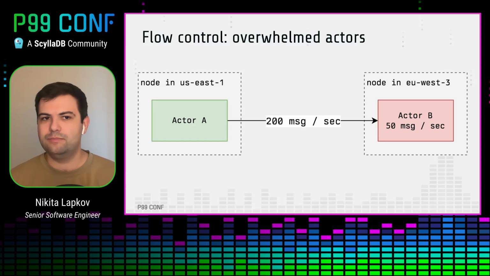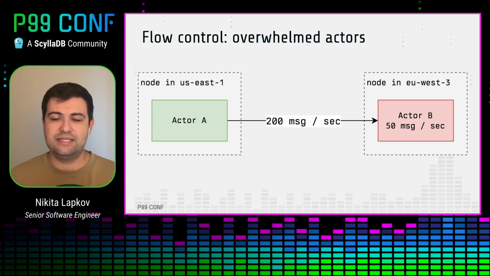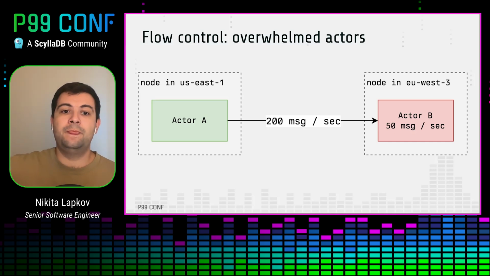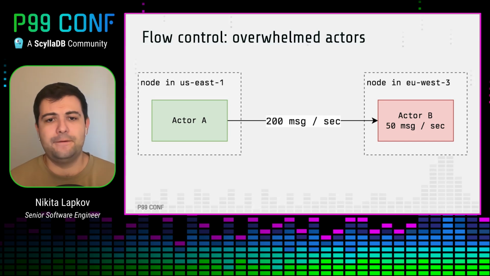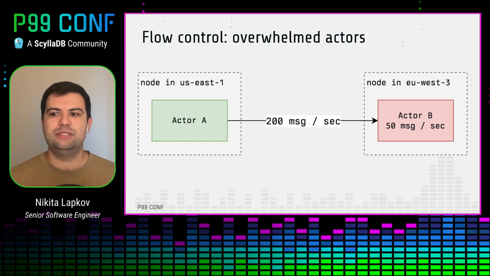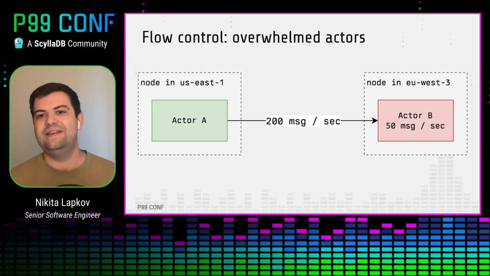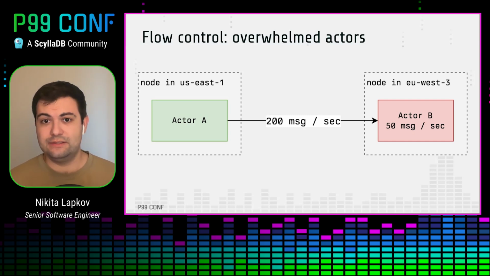This is really unfortunate because, first of all, there is an infinite queue of messages on the actor B side. The queue becomes clogged. It's very hard to deliver new messages. We're also wasting bandwidth. Instead, what we would ideally want is to only send 50 messages per second, which is exactly the rate actor B is able to handle.